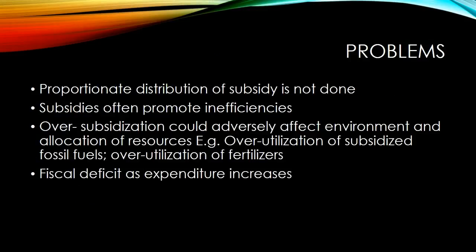Problems due to subsidization: proportionate distribution of subsidy is not done. Punjab, Haryana, Maharashtra, and Gujarat have 20% of the population of India, but they get 26% of subsidy. Whereas UP, MP, Bihar and Orissa have 40% of the population, but they get 31% of subsidy.